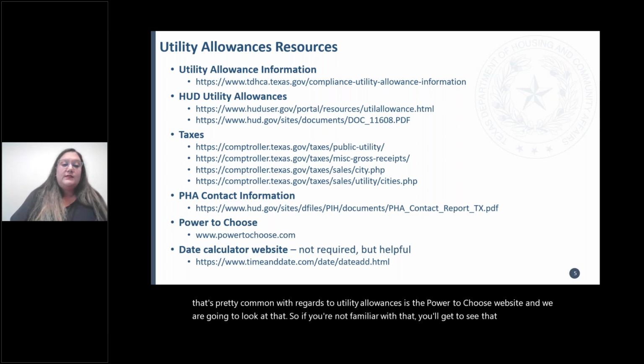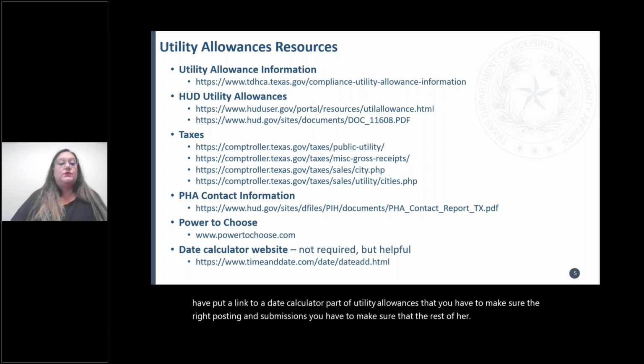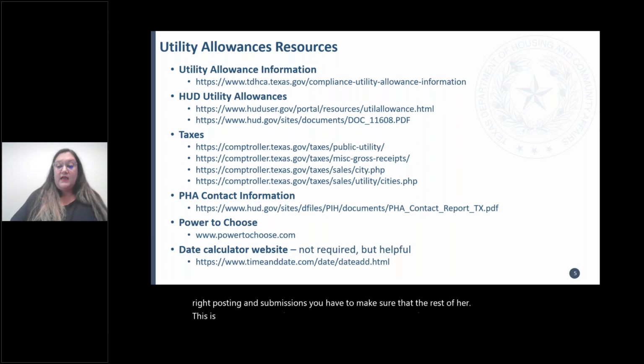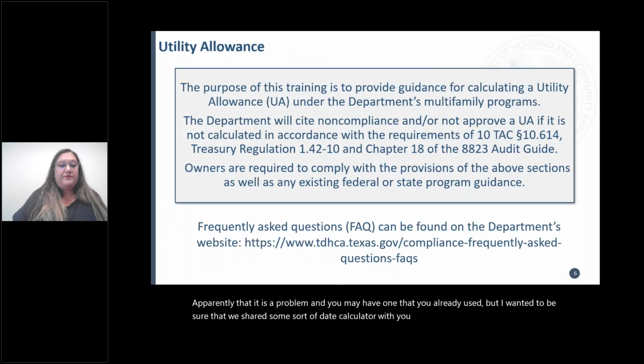We also have put a link to a date calculator. Part of utility allowances is that you have to make sure the rates are not older than 60 days at the time of posting and submission. You have to make sure that the resident posting is a full 90 days and that you don't implement new rents or new utility allowances until that 91st day. This is just an example of a website that helps calculate that. This is not a required link, but it is a helpful link. You may have one that you already use, but I wanted to be sure that we shared some sort of date calculator with you guys today.